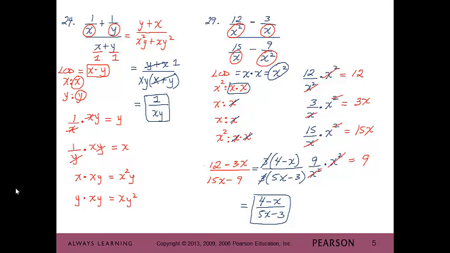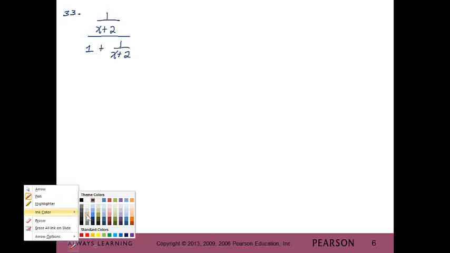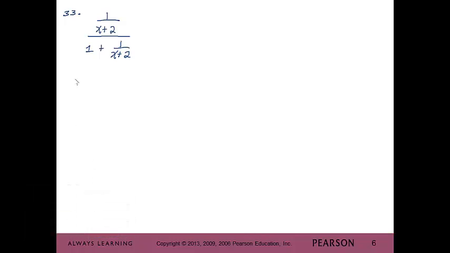Let's go on and look at number 33. So now we have 1 over x plus 2, all over 1 plus 1 over x plus 2. And we're going to start by finding the LCD. So our denominators are x plus 2 and x plus 2. Since they're exactly the same, we know our LCD is going to be just x plus 2. So now we can multiply each term by the x plus 2.